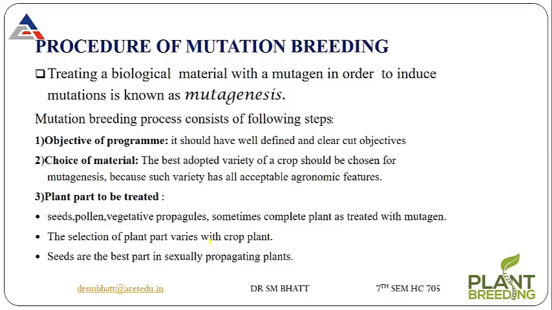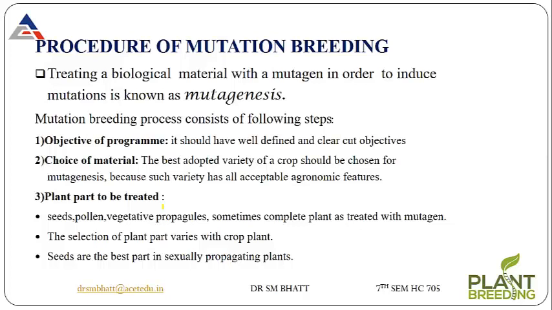Okay. Other points. The mutation breeding process consists of the following steps. Objective of the program: choice of material and plant part to be treated. What is the objective? What do you want to do? You want to improve the variety. So where are you targeting the mutation, because all mutations are dangerous. So what is mutagenesis? Mutation you are creating. So choice of material is important: your objective and what you can treat for mutational breeding.